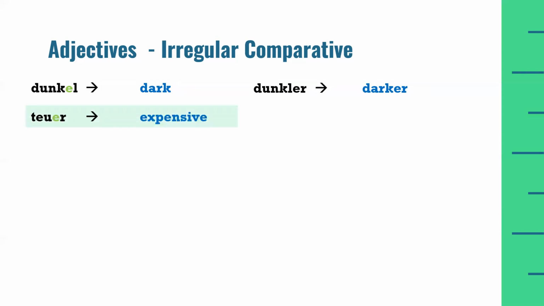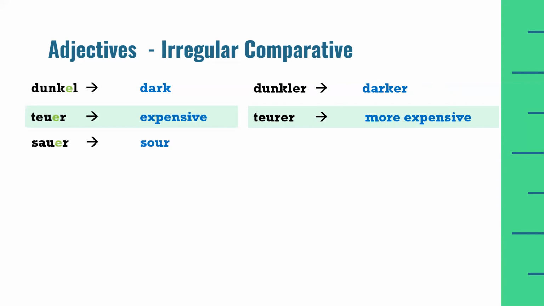Teuer, which means expensive. If we want to make a comparative form of this adjective teuer, we simply have to remove the E before R, and we have to add an -er at the end of teuer, which means more expensive. Sauer again has an E before R. So what we do in order to make the comparative form is to remove this E and add an -er at the end of sauer. So these are different ways of making comparative forms of adjectives.